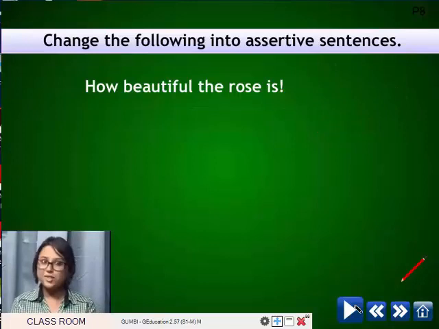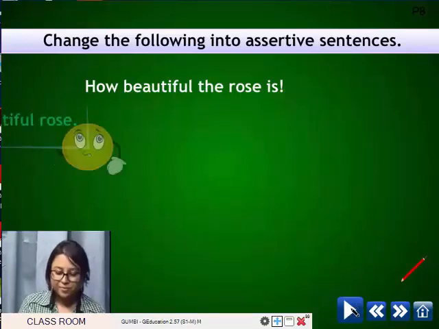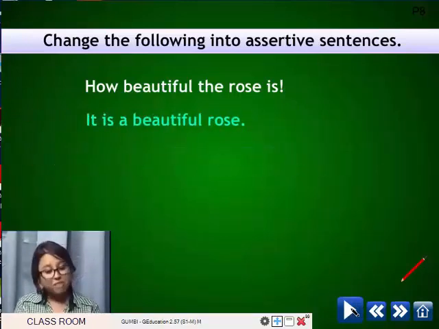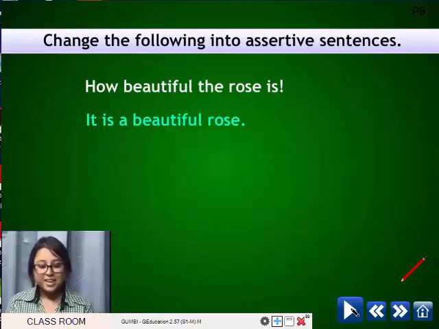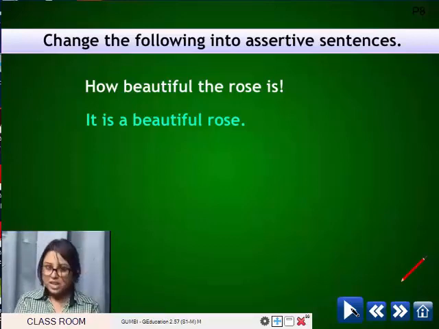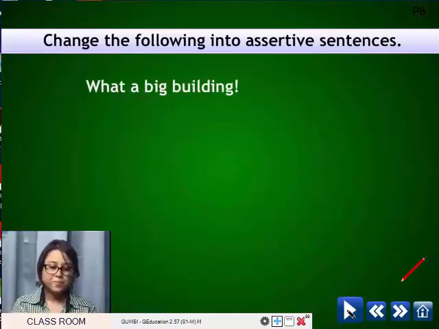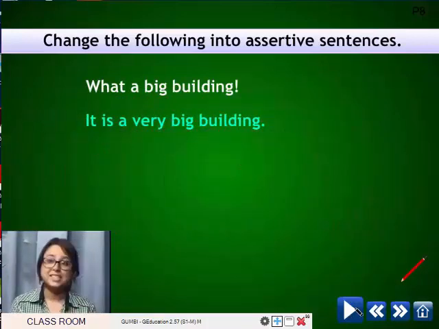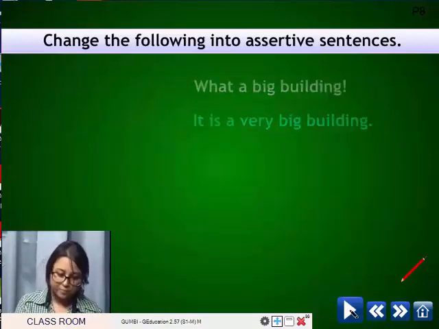How beautiful the rose is. It's a very beautiful rose. How beautiful the rose is. There is more feeling. There is more force in this sentence. It's a very beautiful rose. What a big building. It's a very big building.